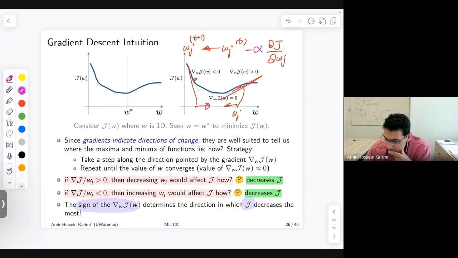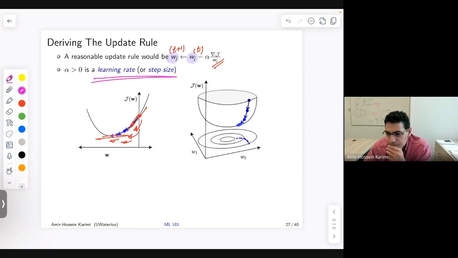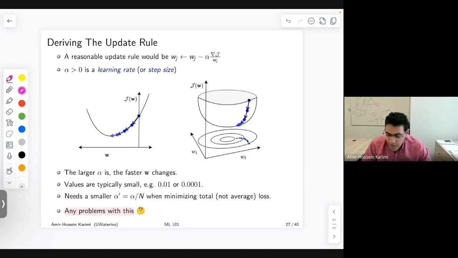And the alpha is what we call the learning rate or the step size. The reason there's an alpha is because I could take a million very small steps, or I could take one very large step, or somewhere in between. And that determines how fast or how slow or how well I move towards the optimal solution. The larger the alpha is, the faster w changes, and values of alpha are typically rather small. They're like 1 over 100 or 1 over 10,000, something like that.